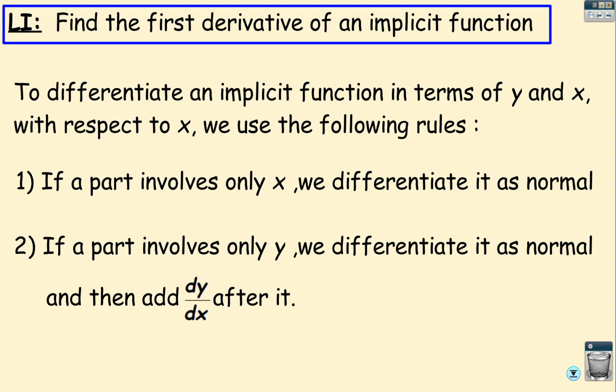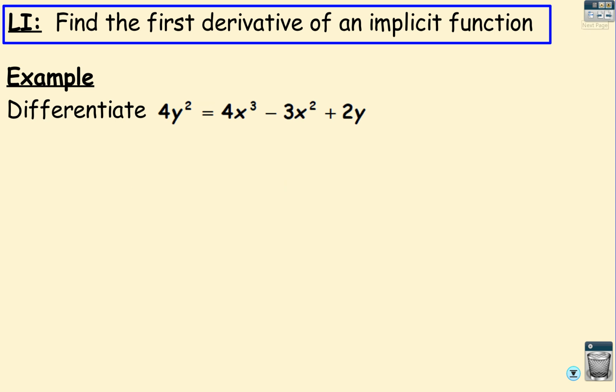So let's have a look at this one. Differentiate 4y squared equal to 4x cubed, take away 3x squared, add 2y. So this is the sort of thing you would have to differentiate implicitly. Okay, it's written in terms of both variables. It's not explicit as in y equals, so we'll have to employ implicit differentiation. So the process is the same as for any other derivative. You are going to take each term and differentiate each term.